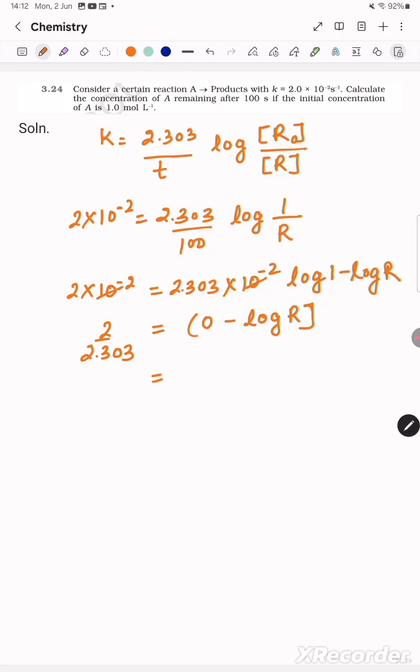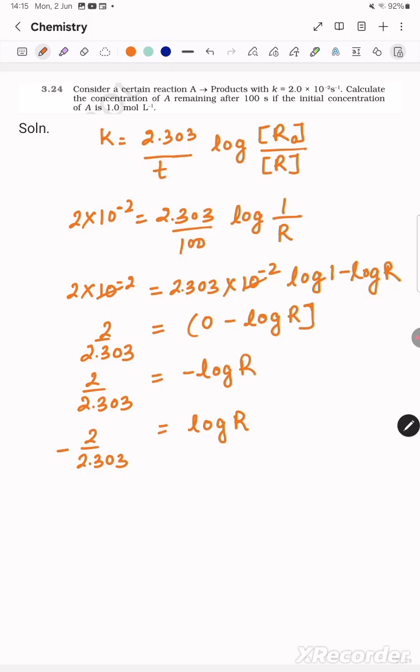So now here, minus log R is equal to 2 upon 2.303. Now this negative sign we move to the left side so that log R becomes positive. So log R is equal to 2 upon 2.303.